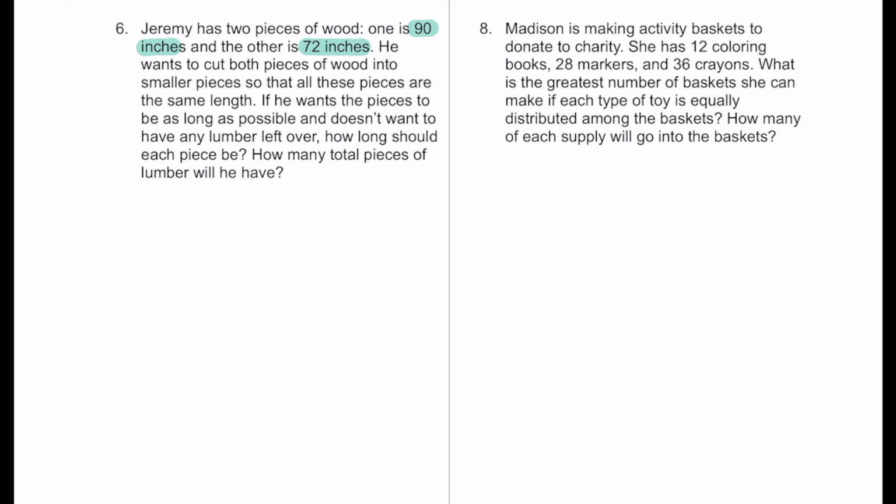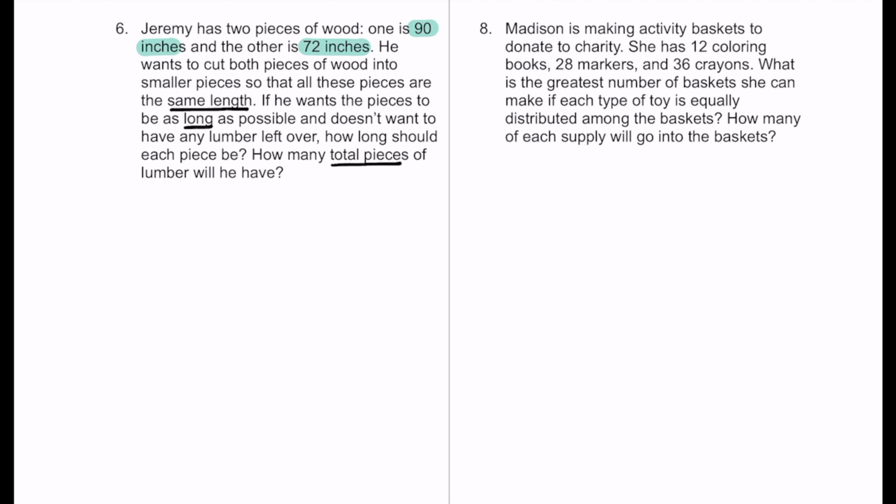He wants to cut both pieces of wood into smaller pieces so that all of these pieces are going to be the same length. So that's a key word. So things are going to have to be in common. He wants the pieces to be as long as possible, so the greatest, and doesn't want to have any lumber left over. So everything has to go in evenly. How long should each piece be, and how many total pieces of lumber will he have?